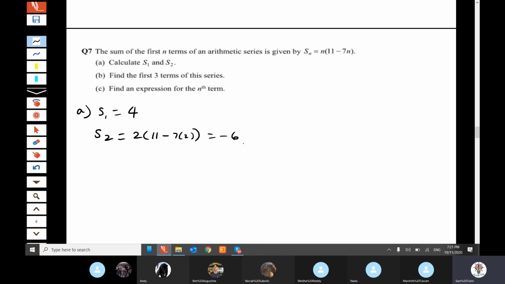Can you tell me what's so special about S1? The sum of your first term is the first term, which is A. That's a sneaky one that you just have to realize. What's so special about me giving you S1 and S2? You can actually find the common difference now. What did it go up by from 4 to negative 6? Careful. Negative 10. So 4 plus negative 10 will give you a sum of negative 6. So that means your common difference was negative 10. Do you get that?